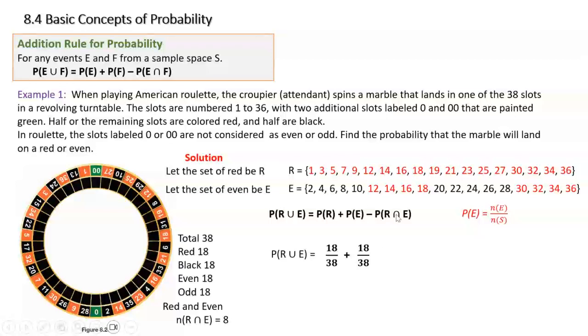Now, where the red and the even intersect, or what they have in common, will be 1, 2, 3, 4, 5, 6, 7, 8. It'll be minus 8 over 38. So the answer will be 28 over 38, guys. Reduced, that gives us 14 over 19. Okay, so let's stop there, guys, and we'll continue again next Friday.